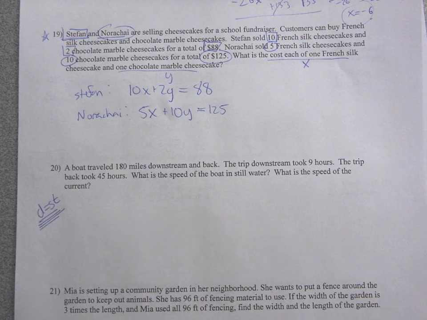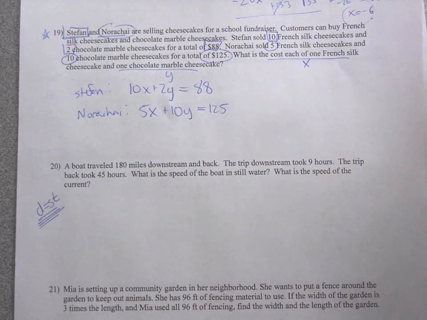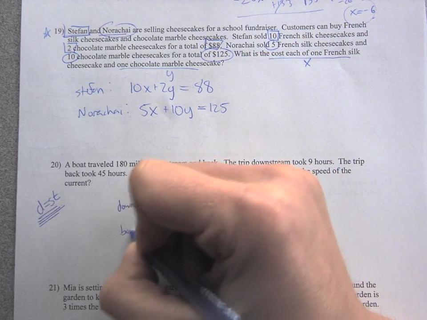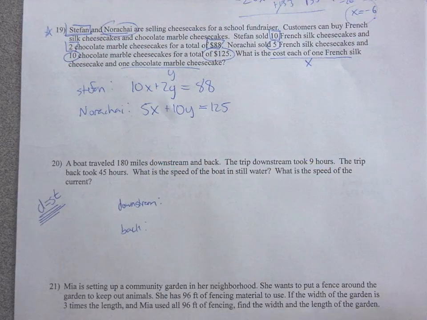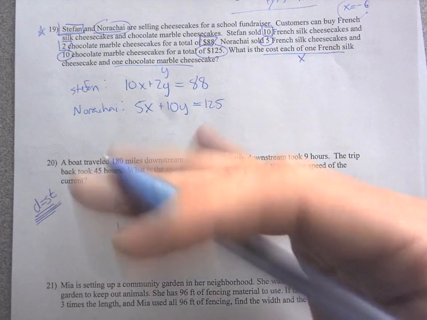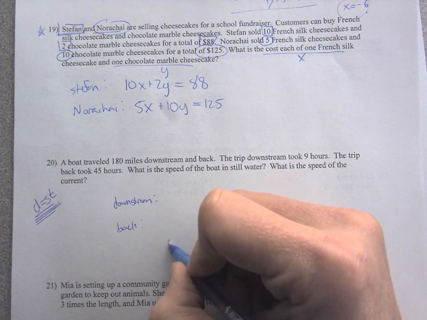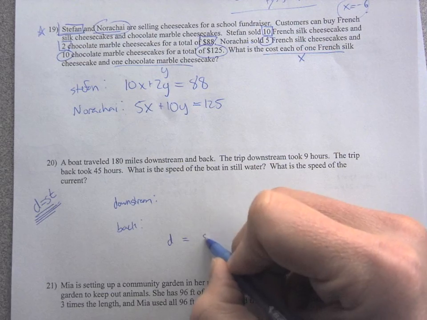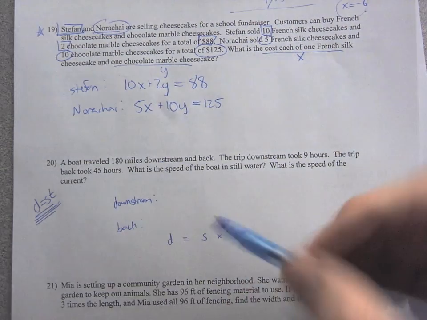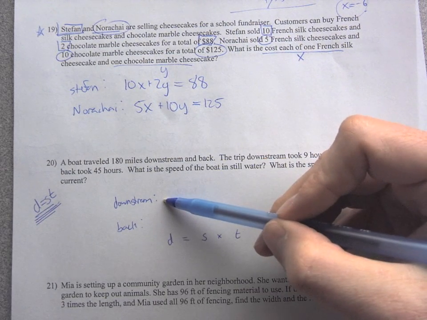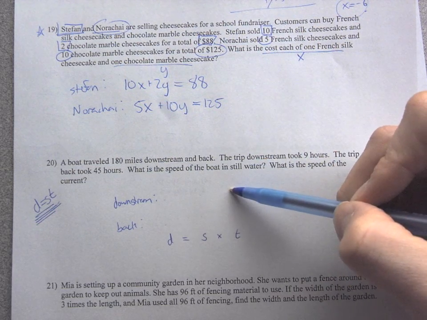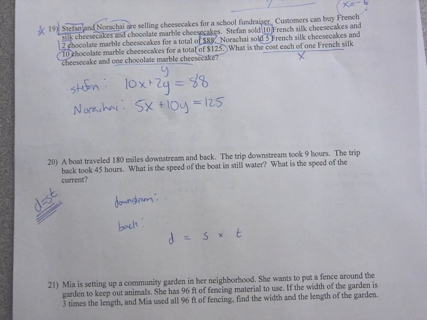Okay, now if you read this problem, you'll understand that there's actually 2 trips. There's a trip downstream, and there's a trip back. Okay, so I'm going to have an equation for each one, and I'm going to use this as a template for how I need to set up my equation. So I'm going to write D equals S times T. I'm kind of spacing it out because I'm going to replace these things. So I need a distance for downstream and a distance for back. I need a speed for downstream and a speed for back, and I need a time for downstream and a time for back. So those are 2 trips.